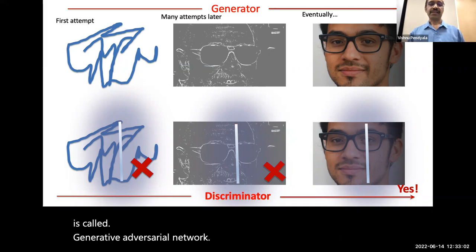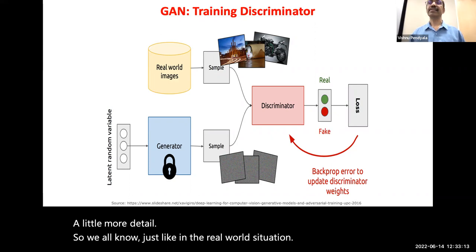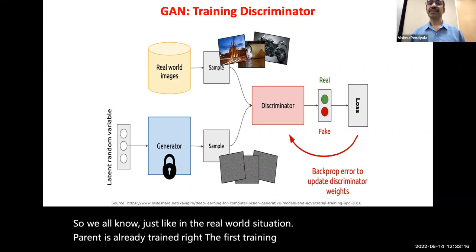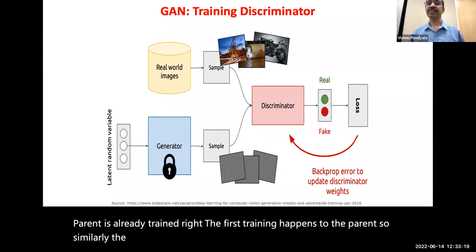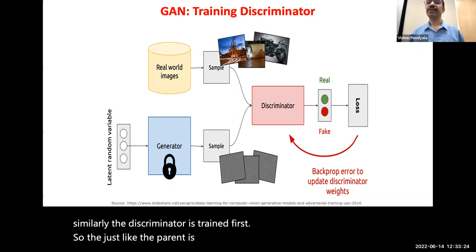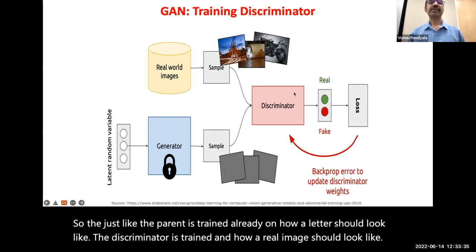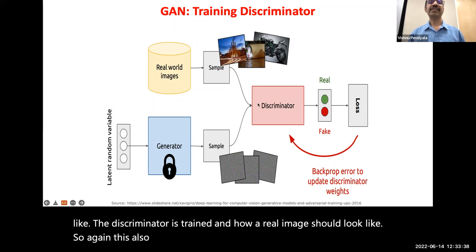So, a little more detail. So we all know, just like in the real world situation, the parent is already trained, right? The first training happens to the parent. So similarly, the discriminator is trained first. Just like the parent is trained already on how a letter should look like, the discriminator is trained on how a real image should look like. Again, this also happens in a number of iterations. It's not going to learn right away, right?